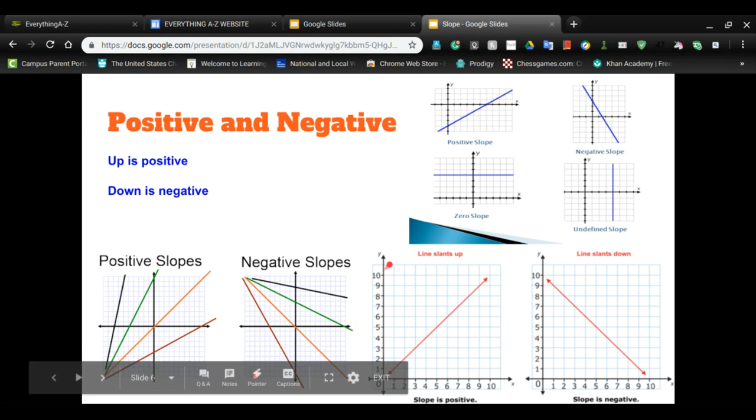Positive slopes and negative slopes. Here are a few pictures. Positive slopes are all going up here, and the negative slopes are all going down. Next page.